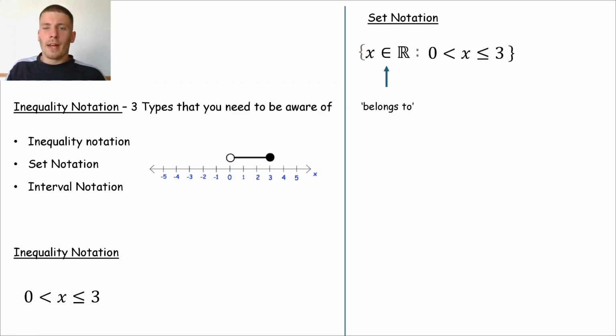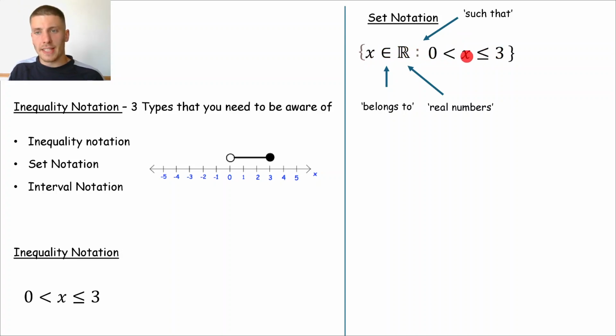So this is read as your x values, so these x values down here, belongs to, so this epsilon Greek symbol means belongs to, and then we've got this R, which is read real numbers. A real number is just any number that you can think of. Unless you're doing further mathematics, just think of this as any number you can think of. A natural number like 2, a negative number like -5, and an irrational number like pi or e. And then finally, we've got this colon here, which is read such that. So this is read x belongs to the real numbers such that, and then this bit here is the same thing: x is bigger than 0, but less than or equal to 3.